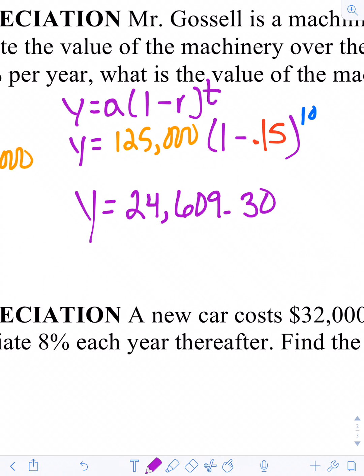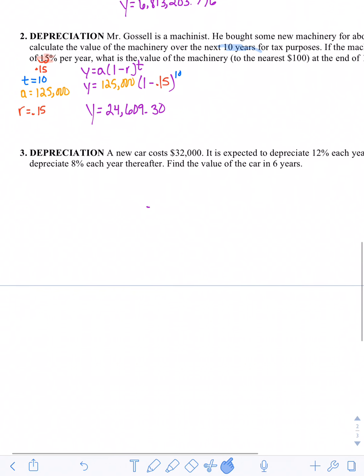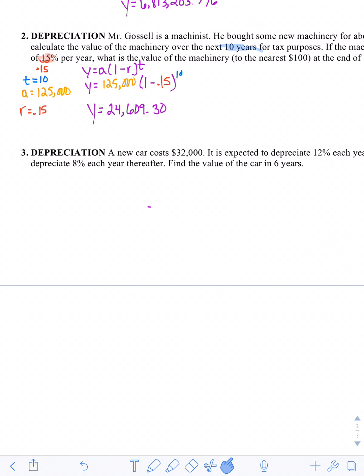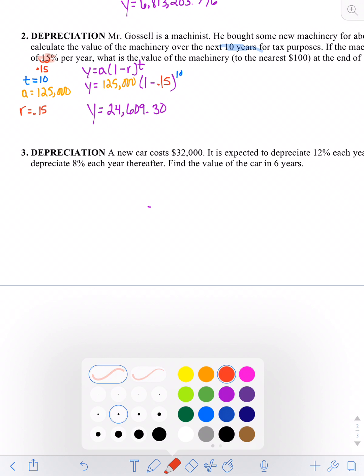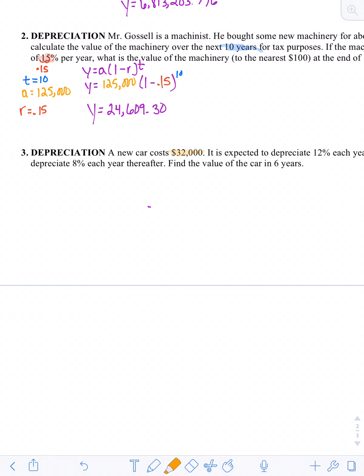All right, and the last one that we're going to do. A new car costs $32,000. It says that it's expected to depreciate 12% each year for 4 years, and 8% after that. Find the value of the car in 6 years. So this is two parts. Let's first highlight all the stuff I need. A new car costs $32,000. So here's your initial price, that's our initial amount.